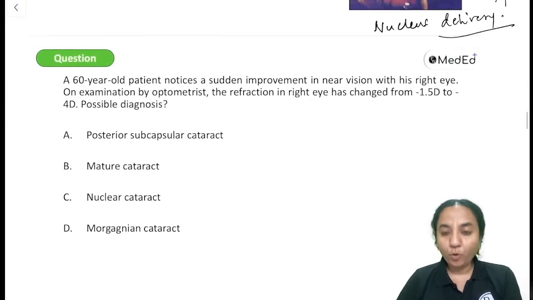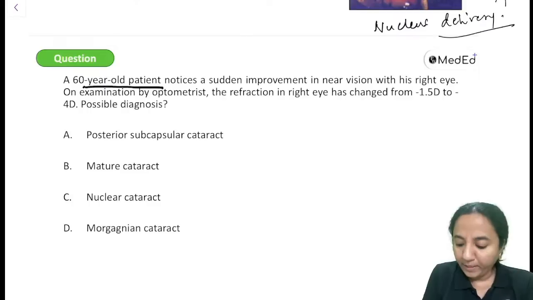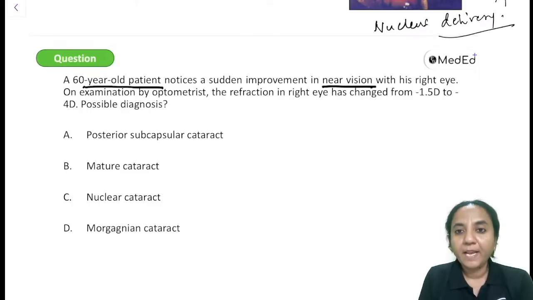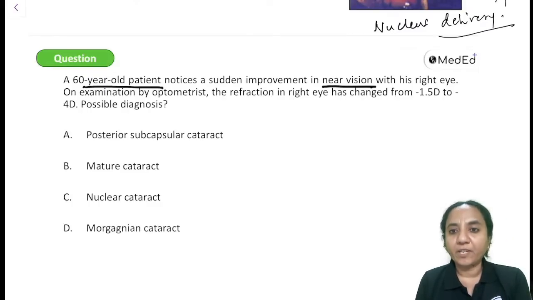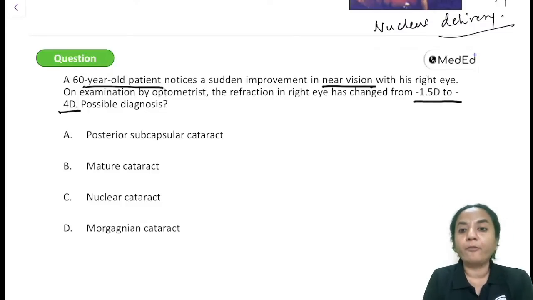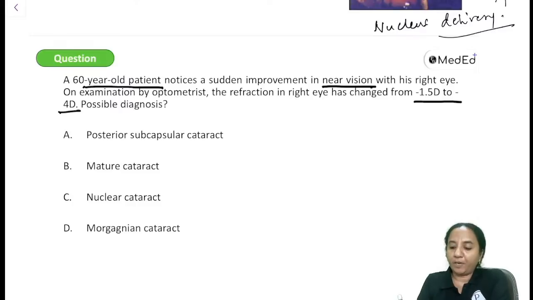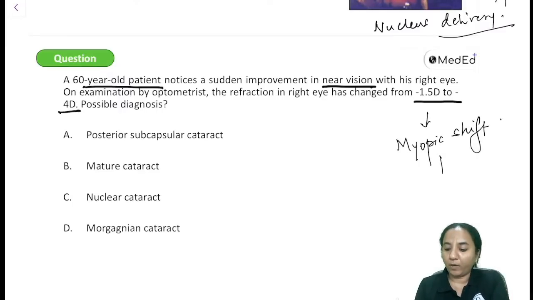A 60-year-old patient, that is an elderly patient, notices an improvement in near vision with his right eye, and the refraction in the right eye has changed from -1.5 to -4. तो इसका क्या मतलब है? That there is a myopic shift, right? Why should an elderly patient develop a myopic shift, and what is this myopia called? This myopia is called index myopia.